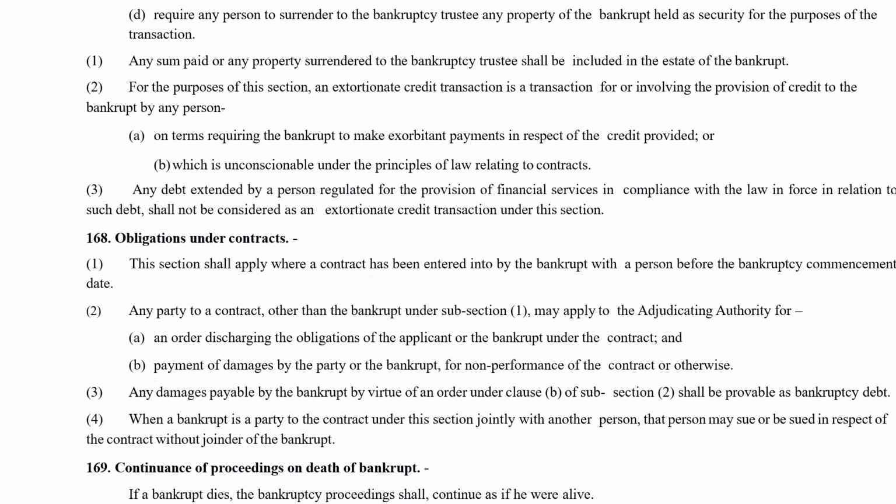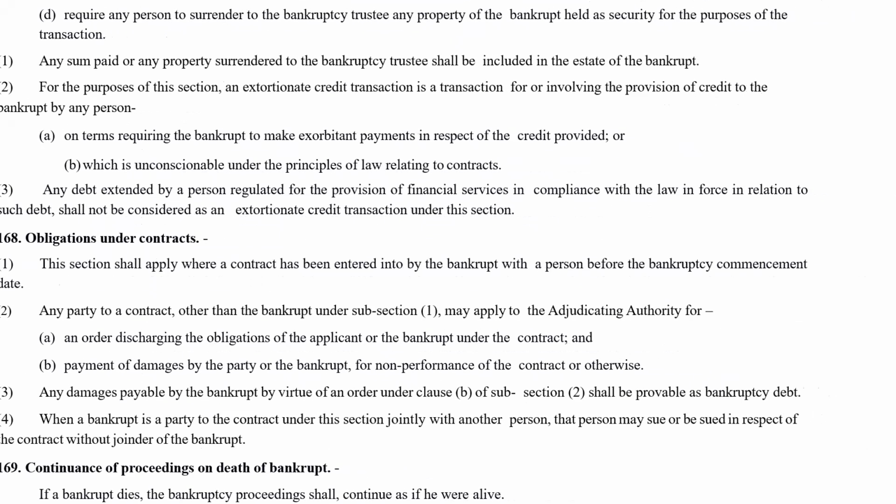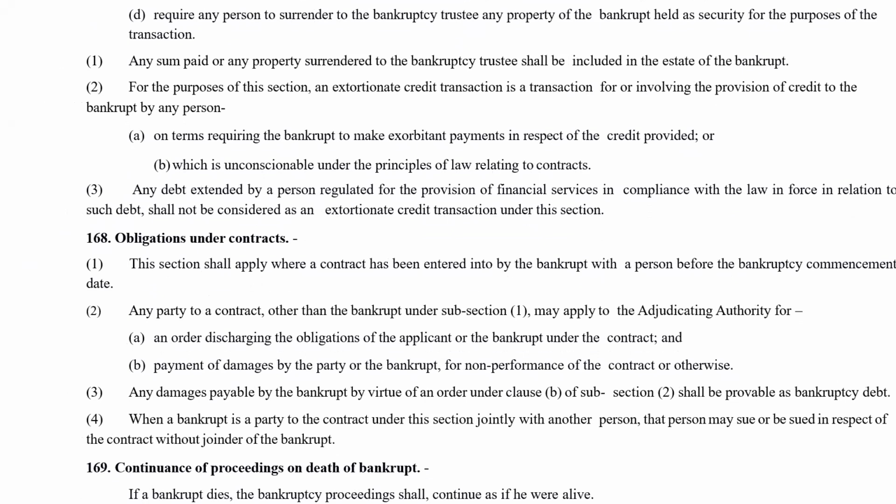Obligations under contracts, 168. Now what is the meaning? Suppose this bankrupt is a partner or is executing a project in joint venture with some other person, then what will be the liability of the other person? So this is explained in section 168.